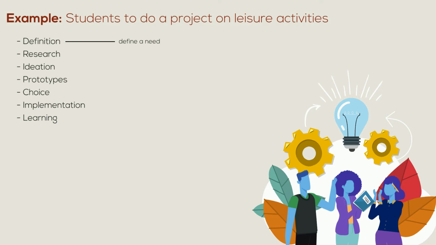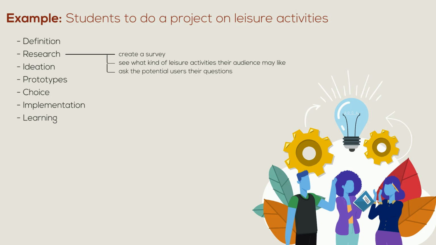In the next stage of the process, which is research, students create a survey to see what kind of leisure activities their audience, the final user, may like. They ask the potential users their questions and then make use of the responses given in their eventual design of the new leisure activity, that is, the end product.